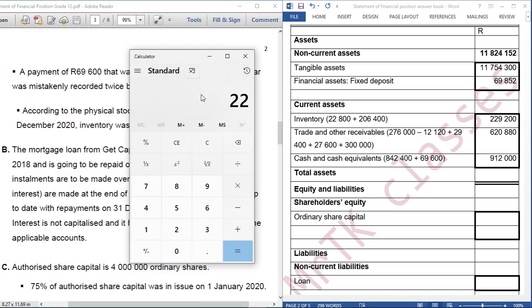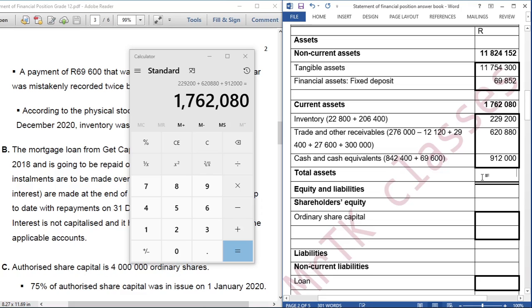We are going to say 229,200 plus 620,880 plus 912,000. We are going to get 1,762,080. Okay. Then let us add our assets. We already have the total for current assets there. Let us add 11,824,152. We are going to get 13,586,232. Okay, that's what we get there.